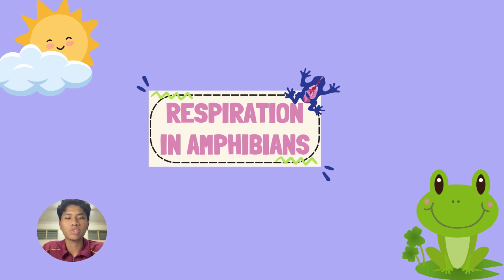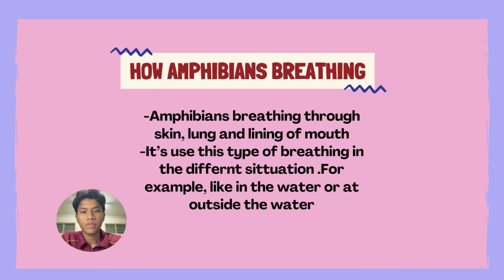Today we would like to present about respiratory system. First, respiration in amphibians. How do amphibians breathe? So basically amphibians breathe through skin, lungs and the lining of the mouth. They use these types of breathing in different situations, for example in the water or outside the water.